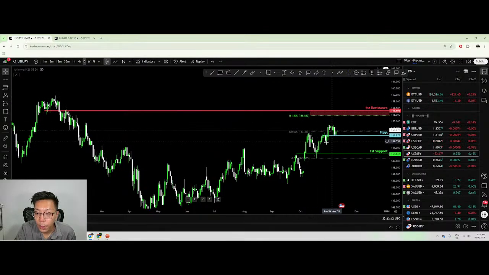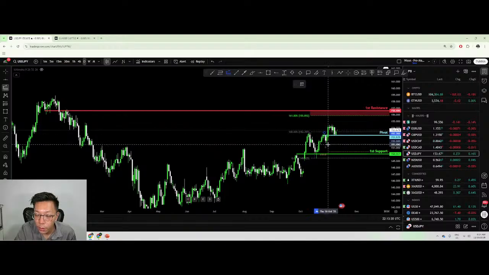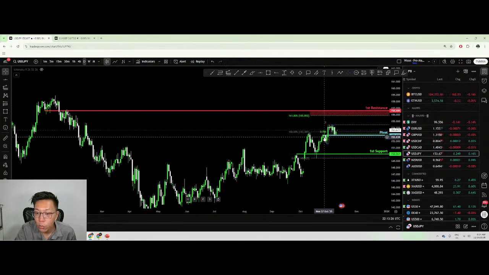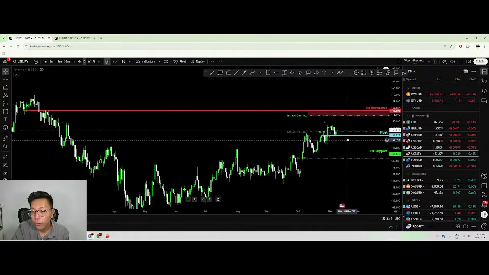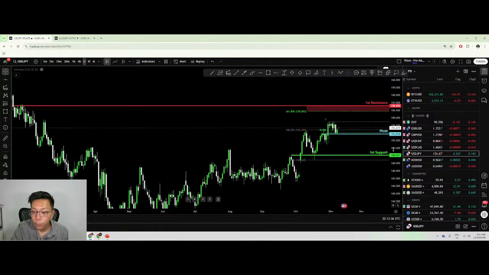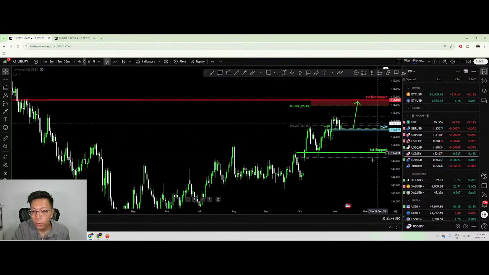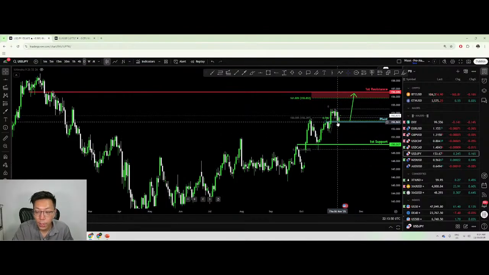And then let me see the projection. If I'm not wrong, there is definitely a 78.6% Fibo projection level, so we are looking for buys right around this corner, at least to this area over here. So this is the analysis for USD JPY. I think it's pretty straightforward as well.